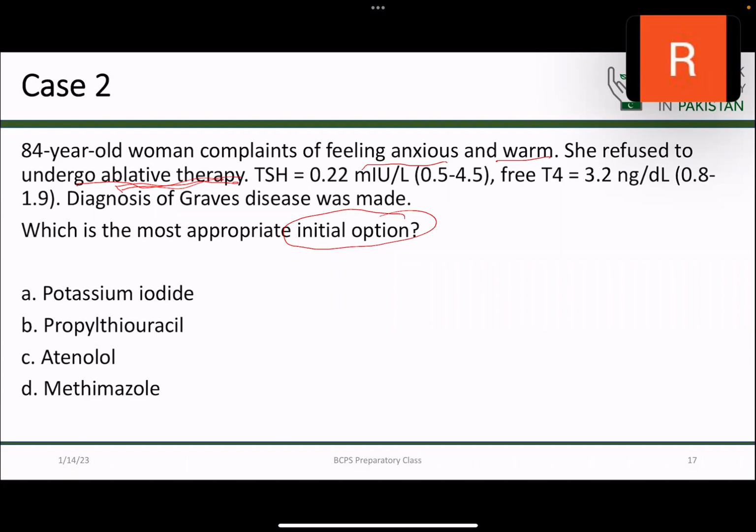We discussed two mainstream drugs, methimazole and propylthiouracil. One is preferred over the other, and we discussed why. In this patient, who is an old female, there are much less chances of being pregnant at this age. So anyway, the treatment of choice here is methimazole.